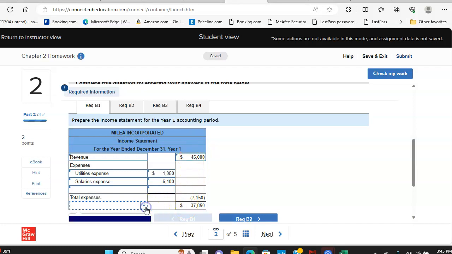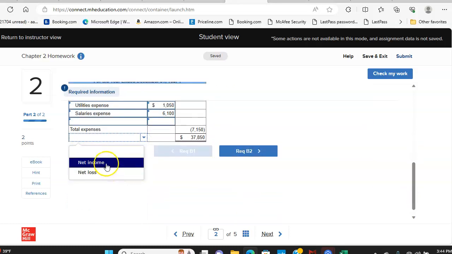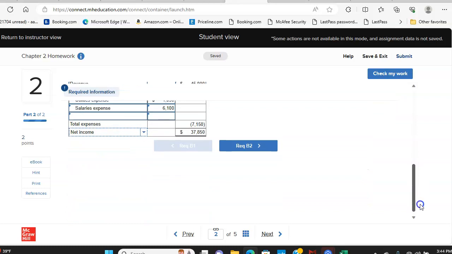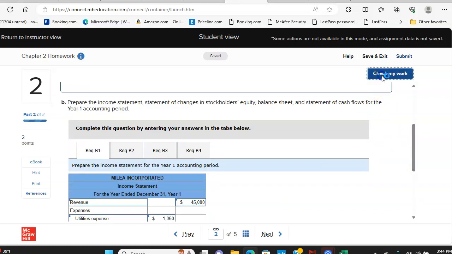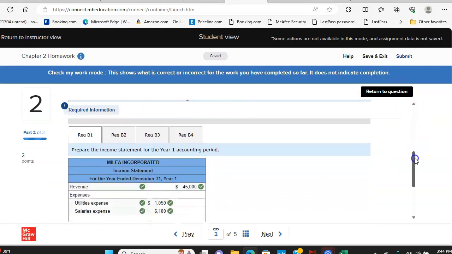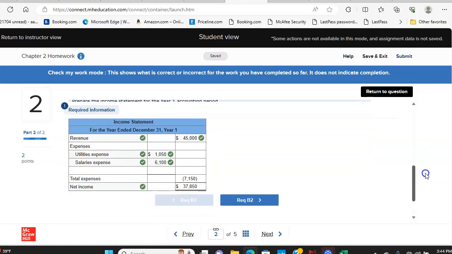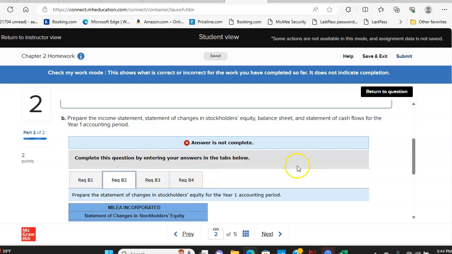If this number is positive, which it is, that means, oh, there's another coming up. What's going on here? Let me scroll down so I can see what's going on. Oh, there it is. It means that we've earned net income in the amount of $37,850. Let's just check our work to make sure we are doing okay for our first requirement. Okay, so it's not complete because we only did requirement one. We can now move on to requirement number two, which would be the statement of changes in stockholders' equity.